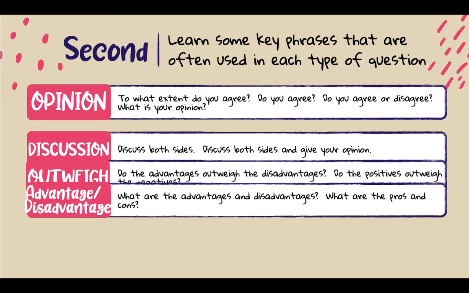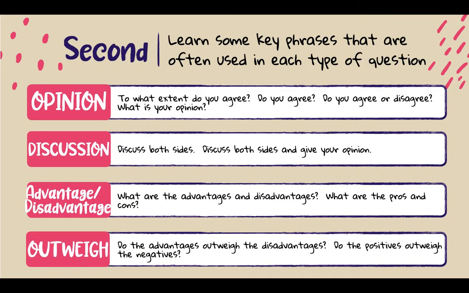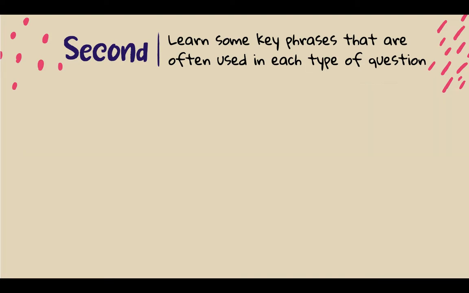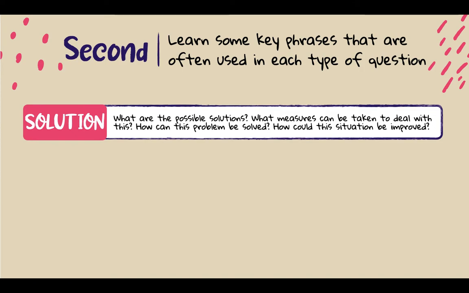And for outweigh, which is similar to advantage or disadvantage, they could ask, do the advantages outweigh the disadvantages? Or do the positives outweigh the negatives? What about solution? Perhaps for a solution essay, they will ask, what are the possible solutions? What measures can be taken to deal with this? How can this problem be solved? How could this situation be improved?